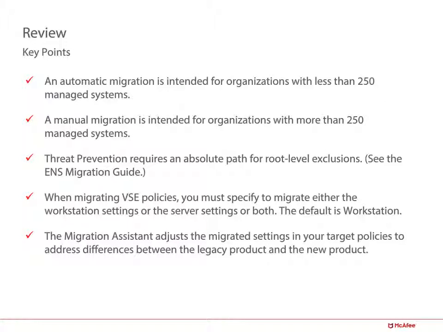The key points to review from this module are, first, the automatic migration is intended for organizations with less than 250, whereas the manual is intended for more than 250. If you have Threat Prevention and you want to have your exclusions, they require an absolute path for the root level exclusions. When migrating VirusScan policies, you choose workstation, server, or both; the default is workstation. The migration assistant helps you to adjust the migrated settings in your target policies so that you can address the differences between the legacy product and the new product.